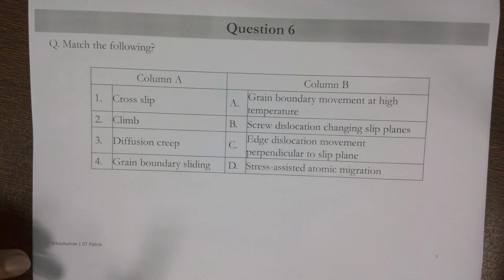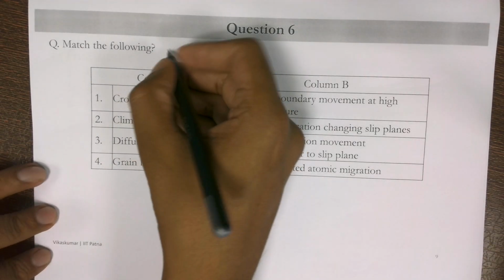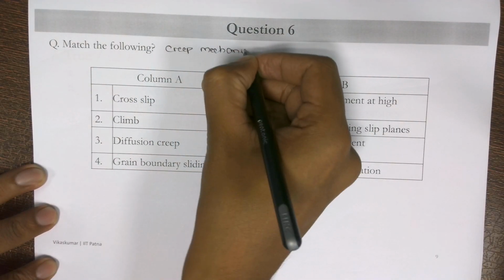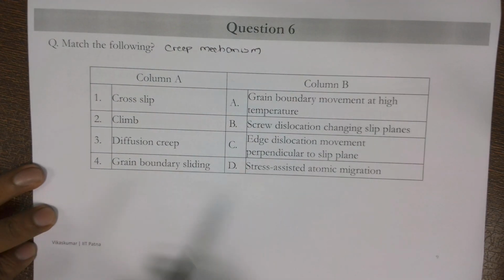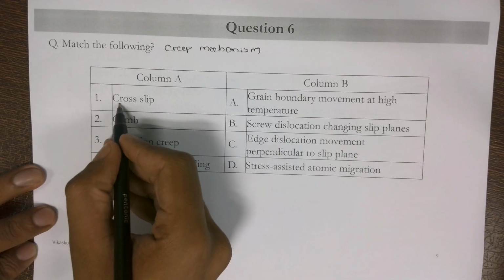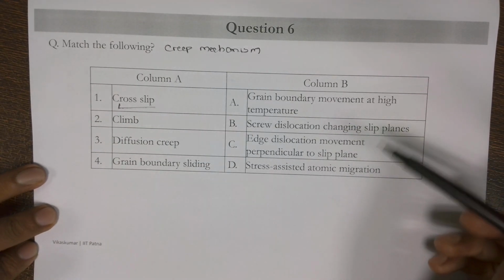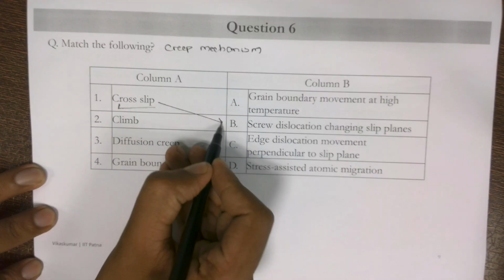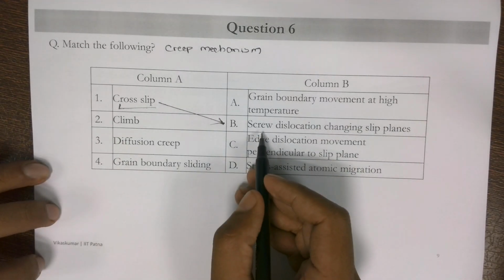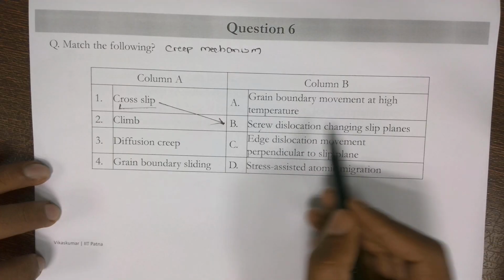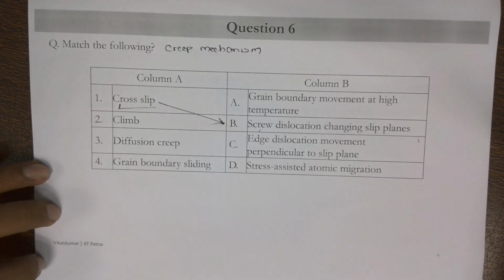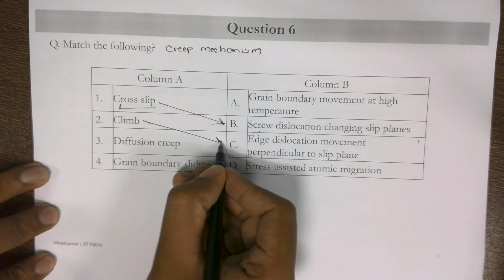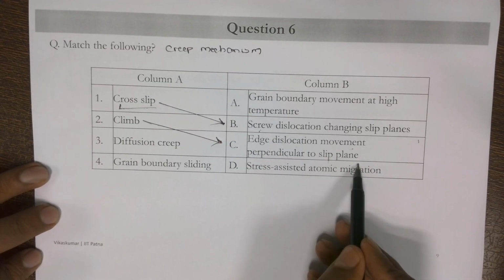Here it is regarding the creep mechanism. The first one, cross slip. Which one will be the right answer over here? For the cross slip, we know that it happens in the case of screw dislocation. Very good, Omkar, option B. It is nothing but a screw dislocation changing the slip plane. What about the climb? Option C, very good. It is an edge dislocation movement perpendicular to the slip plane.